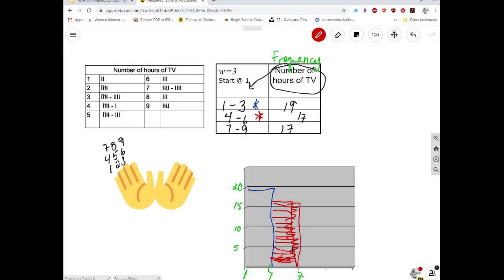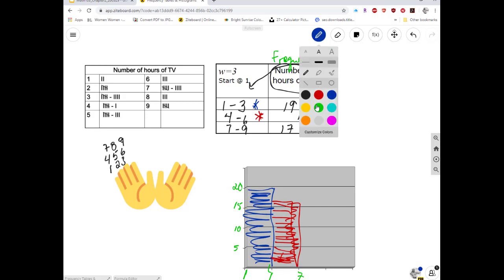Okay, I'll color this one blue just so this box doesn't feel left out. Okay, and then this last one is going to go all the way up to all the 9s, all the way up to 10, right? So I'm going to color this one the same height as this one because it's 17, right? We're going to make this one pink or purple.